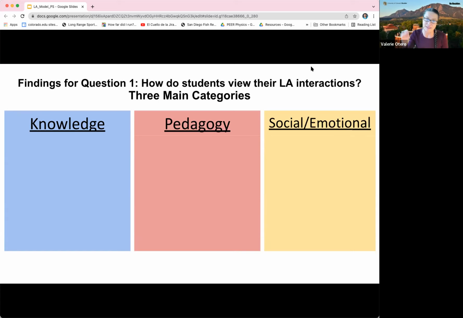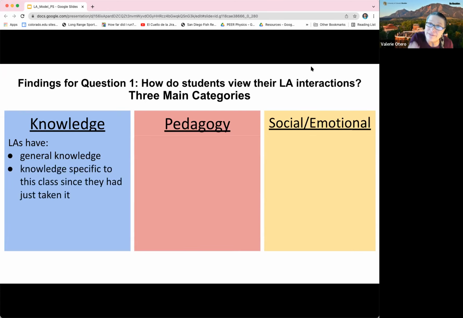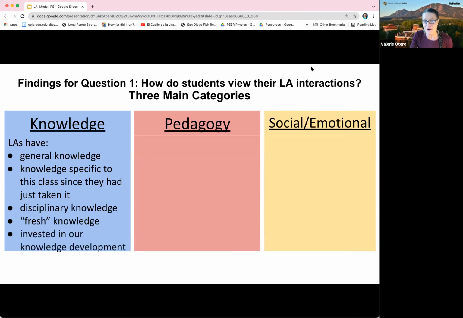Everything that the student said fell into one of these 3 categories: knowledge, pedagogy, and the one that surprised me the most was social emotional, because originally when we built it, we were thinking along the lines of pedagogical content knowledge. But in knowledge, the students said that LAs have general knowledge, like even where to get mental health resources. They have knowledge specific to the class because they had just taken it. They have disciplinary knowledge. They have fresh knowledge, unlike the stale knowledge that we professors have. And they're invested in our knowledge development. And 18% of the statements that students made in those interviews fell into that category.